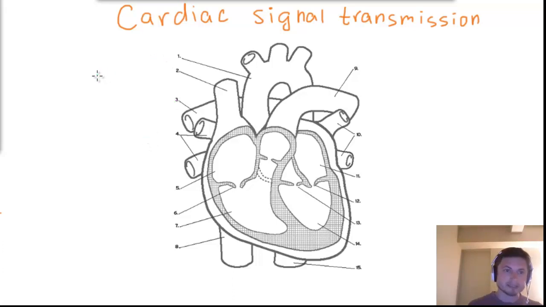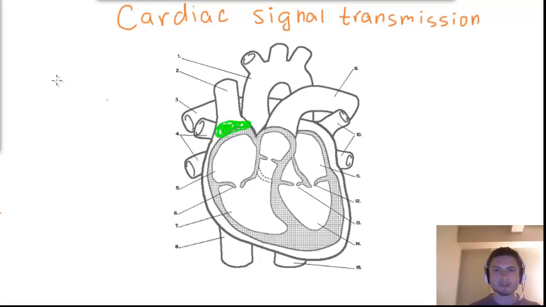Okay, hello, and let's talk about cardiac signal transmission, which is basically how the heart beats. What causes the heartbeat? It all starts with this area right here. There's a kind of tissue here. I'm going to draw it in green because this is how it starts. Green means go, like a traffic light, right?